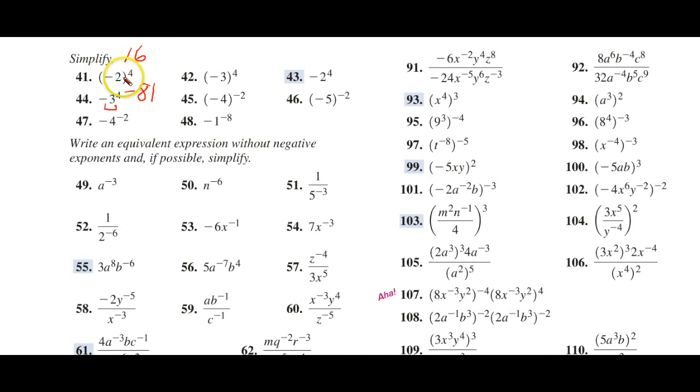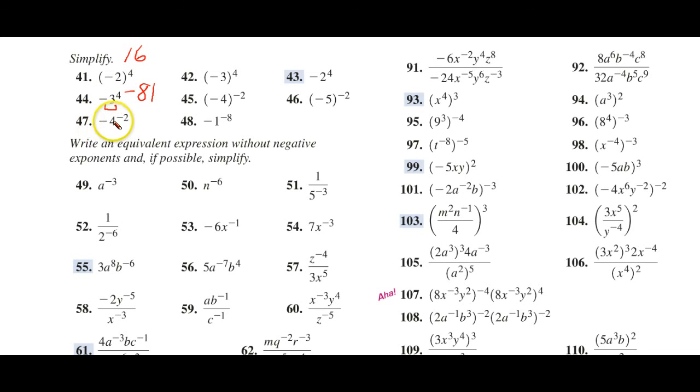So here, because the base includes the negative sign, and it's to an even exponent, your answer is positive. Here, this is an even exponent, but our base is only the 3. It does not include the negative sign. Now, if it were in parentheses, then this would be a positive 81. But because of the way it's set up, 3 to the 4th is 81. Then we apply the negative.